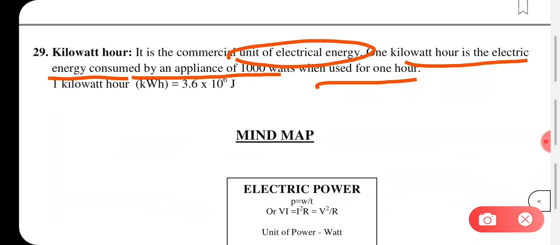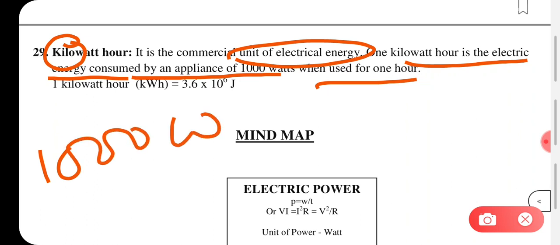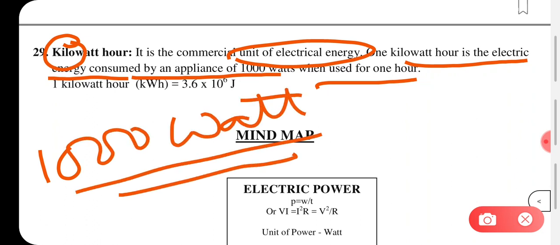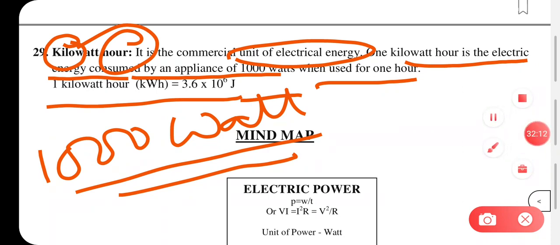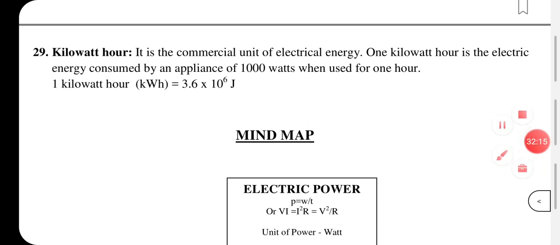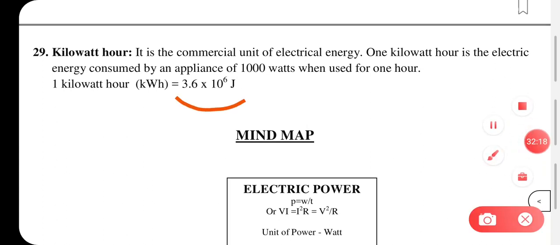When we are saying 1 kilowatt, it means 1000 watt. Kilo is for 1000. This much power is being used in a duration of 1 hour. So 1 kilowatt hour is the electric energy, 1000 watt of electric energy, consumed by any electrical appliance when it is working for 1 hour, and it is equal to 3.6 into 10 power 6 joules. This also you can remember. 1 kilowatt hour is equal to 3.6 into 10 power 6 joules.